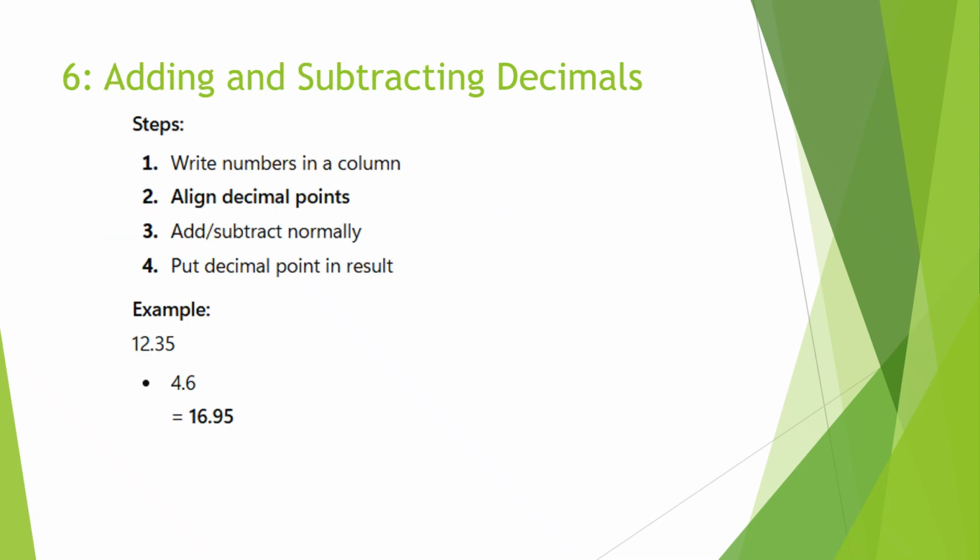Next, adding and subtracting decimals. How do you add and subtract? There are some steps. First, write the numbers in a column. Second, align the decimal points. Next, add or subtract normally, the way you normally add and subtract. At the last step, put the decimal point in the result. For example, take 12.35 and 4.6. Just add them, and you will get 16.95.